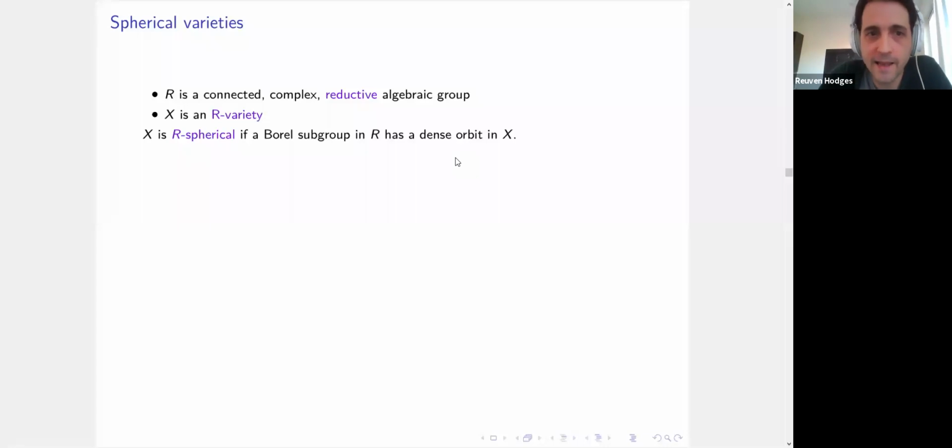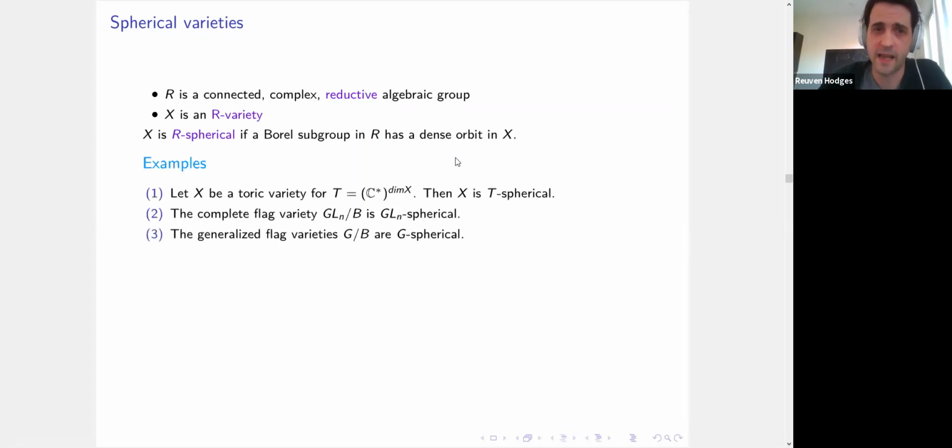And then we say that X is R spherical if a Borel subgroup in R has a dense orbit in X, okay? So this is a pretty restrictive condition. You have a variety and, let's say, GLN acts on this variety. You would like a dense orbit by the upper triangular matrices. This is a fairly restrictive condition. So let me give you a few canonical examples of spherical varieties.